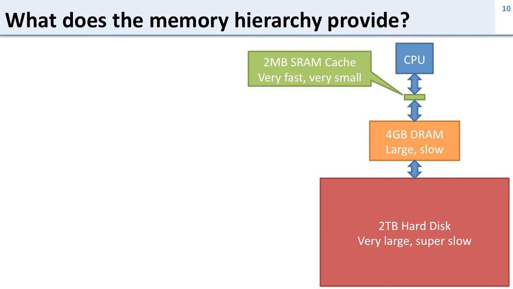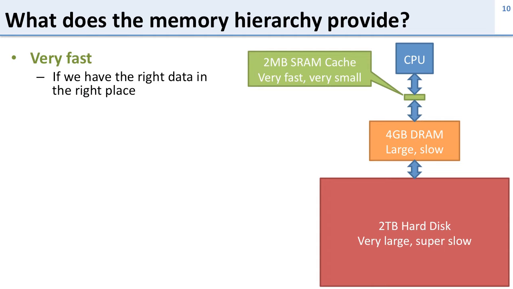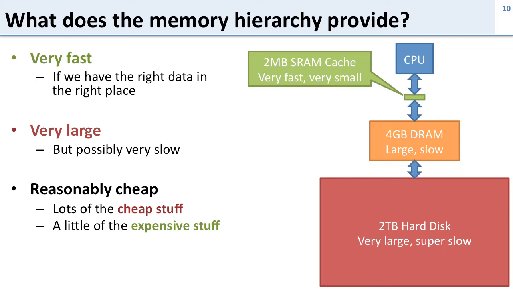So let's review what the memory hierarchy provides. We have a CPU with a very small, very fast cache, larger but slower DRAM, and a huge but very slow hard disk. And this memory hierarchy provides very fast access to memory, but only if we have the right data in the right place. It provides very large memory, so we can fit as much as we have on the hard disk, but it's possibly very slow. And it's reasonably cheap.